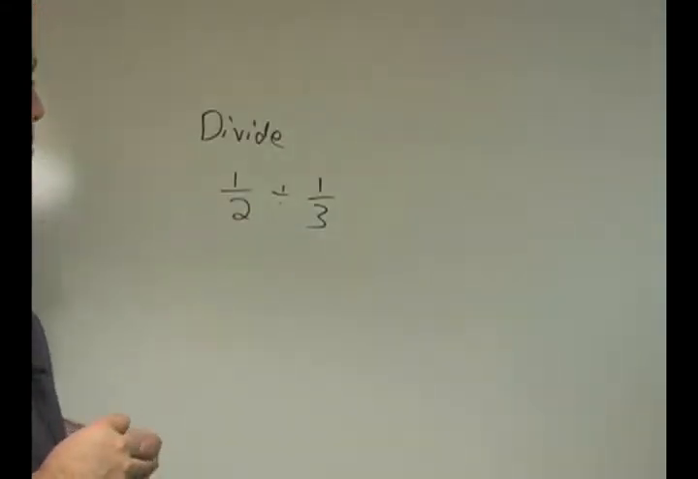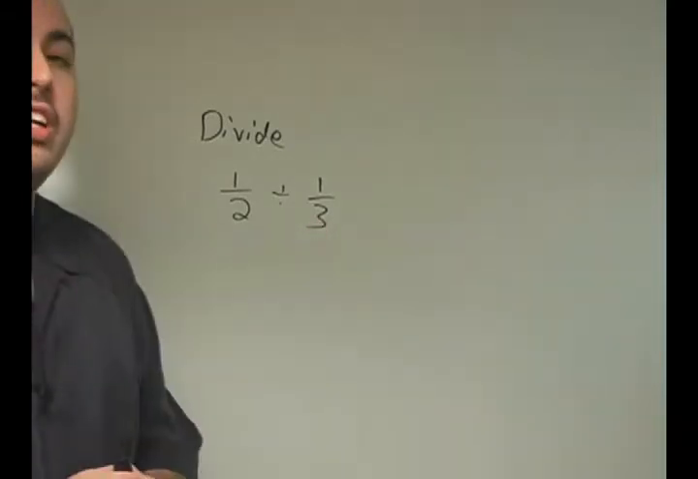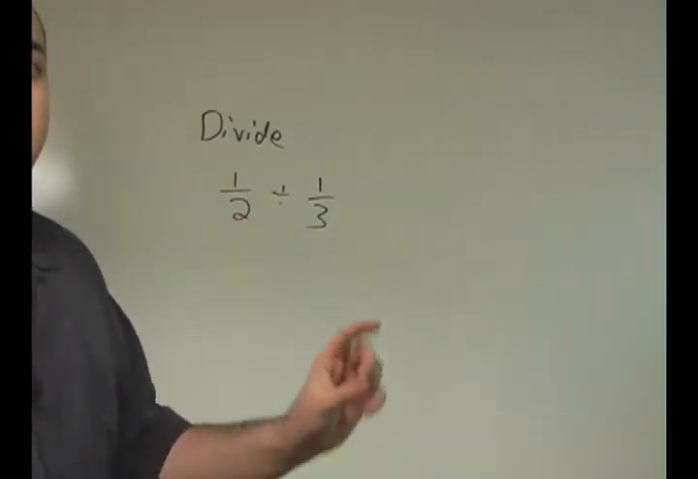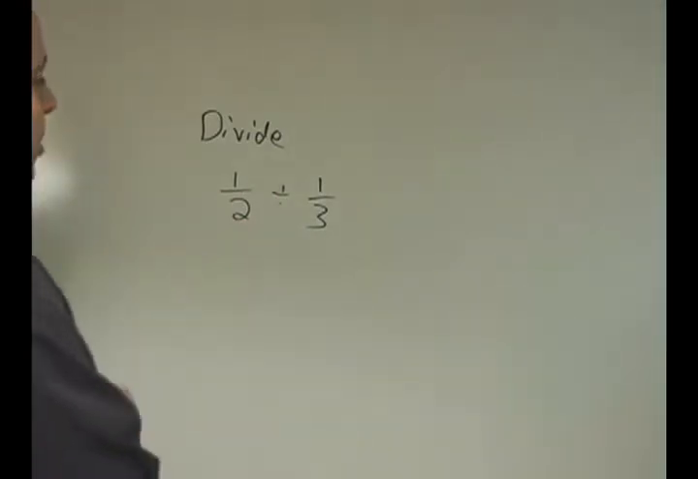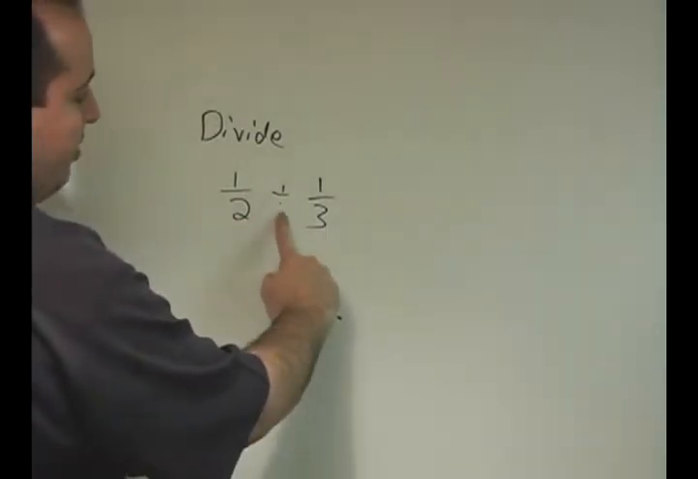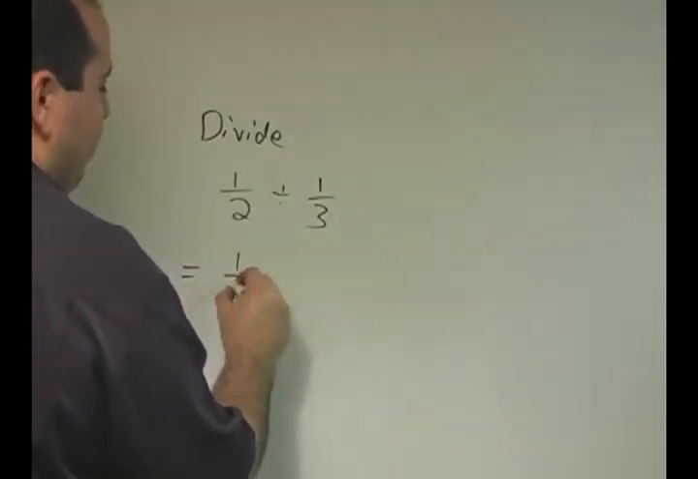Okay, so basically you look at the fraction that's after the divide sign, so that's this one. And if you're doing a lot of divisions, just look at all the fractions that have divide signs right before them, and you flip them. So what I'm going to do is take this fraction, since it's right after the divide sign, and flip it. So instead of doing this problem, I'm going to do this problem.